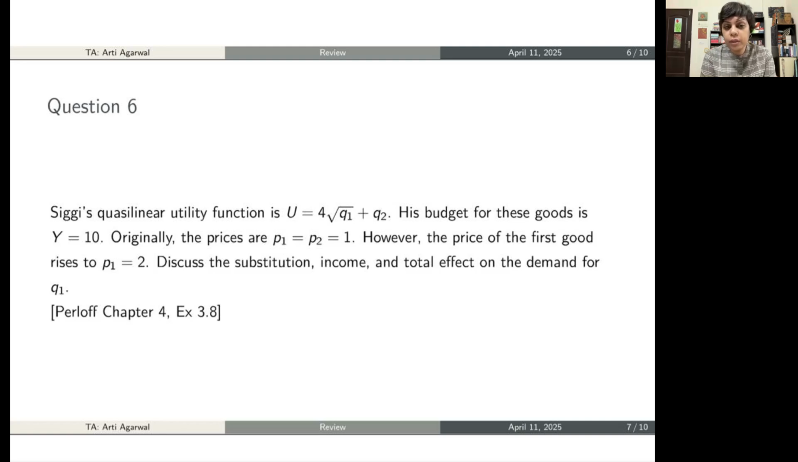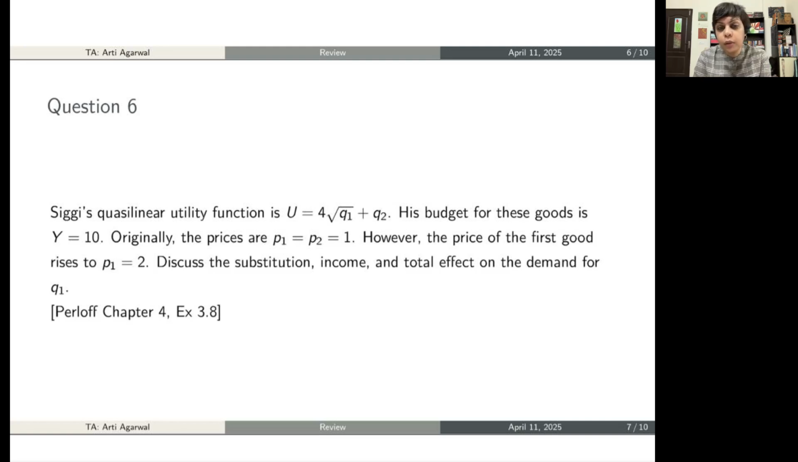You can either use a Lagrangian and first order conditions, or the simpler method which we have used most often. We take MU1 by MU2 equal to P1 by P2. From that condition you can calculate the values of q1 and q2. That is your initial consumption bundle.